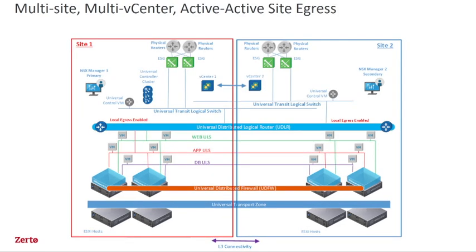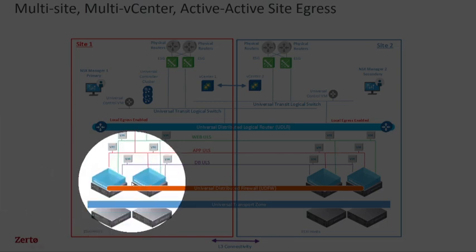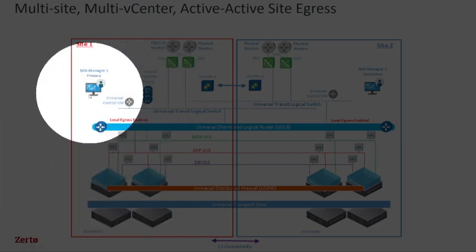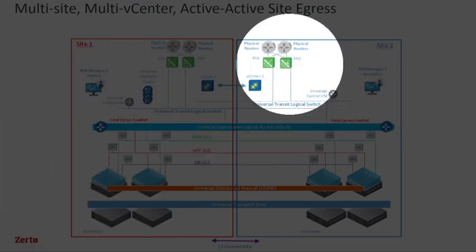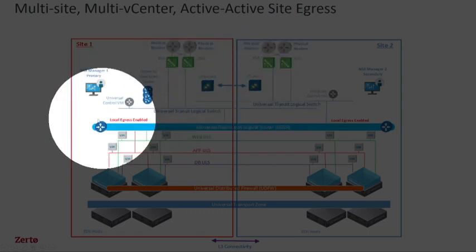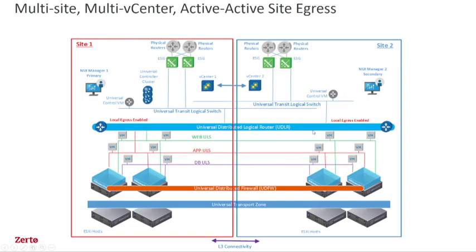There's another design called active-active site egress. Everything's the same except it's active-active site egress, so you can see it's pretty much the same design. A few key differences: I have a separate control VM at each site, peering with only the local ESGs, and I have something called local egress enabled. I'll talk about that in a minute as I walk through this workflow and explain local egress. So same thing's going on.